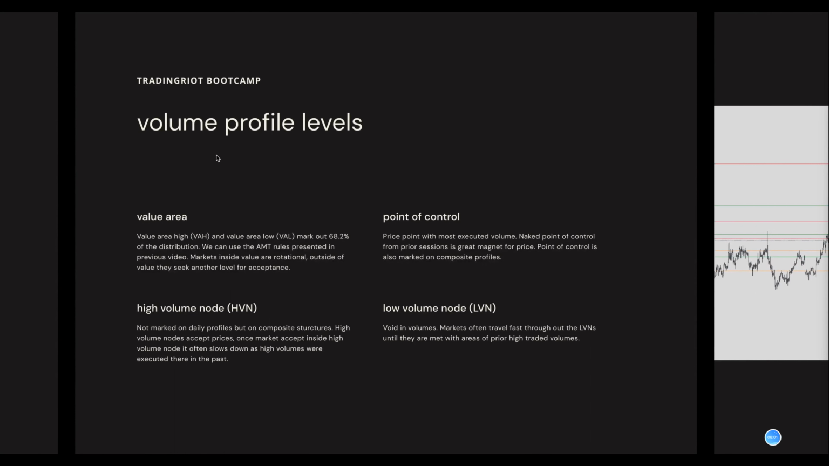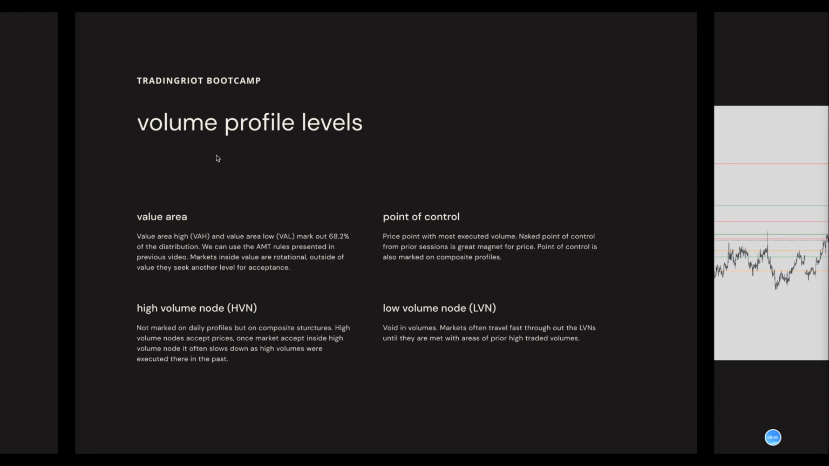Volume profile levels: the value area high and value area low mark out the 68.2% of the whole distribution. We can use the auction market rules presented in the previous video for trading around these levels. Markets inside the value are rotational; outside of value they seek another level for acceptance. The point of control is the price point with the most executed volume. The naked point of control from prior sessions is a great magnet for price. Point of control is also marked on composite profiles, which I will show you in a bit.